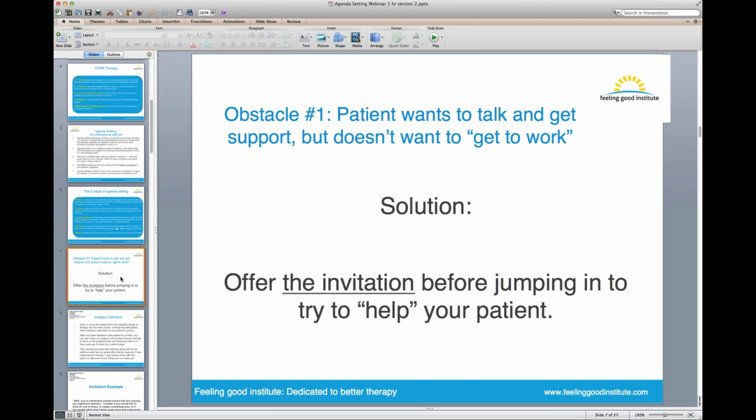So some patients will naturally be focused and specific and clearly lead you toward what they want help with, or answer questions about what they want help with in very specific and straightforward ways. Others seem to talk, and it's very hard to get them to shift gears and start to work. And so our solution to this may seem like a very simple problem. You might think, well, the answer is, tell your patient it's time to get to work. But our solution is a little more even-handed: to offer the invitation before jumping in and trying to just help your patient. So let me show you what that looks like.